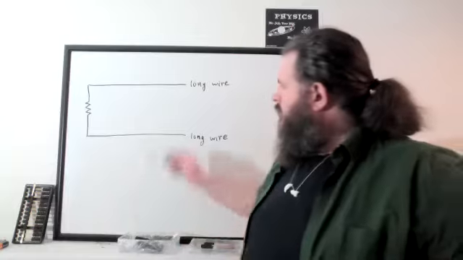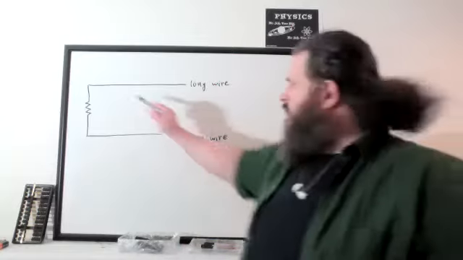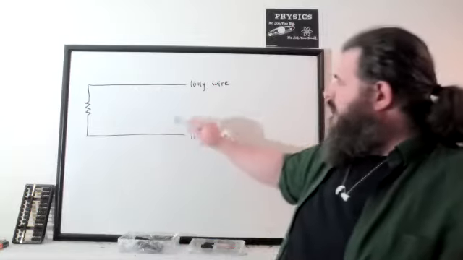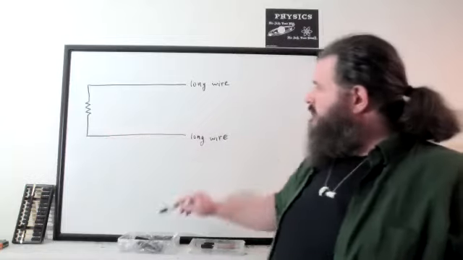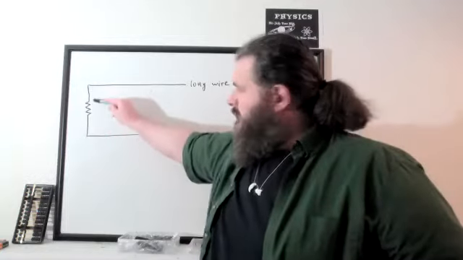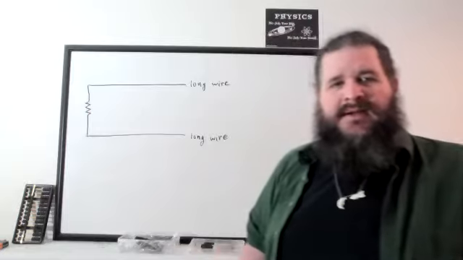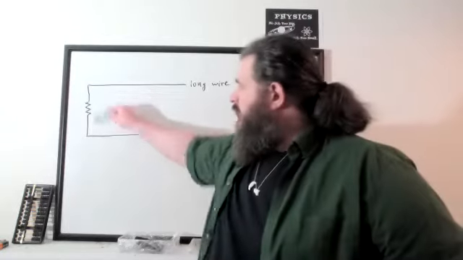Let's say we have a very long wire shaped like this, long wire stretching out in this direction, long wire stretching out in this direction, and let's say it's connected by a resistor, maybe a light bulb, maybe a buzzer, some sort of resistor connecting them together.